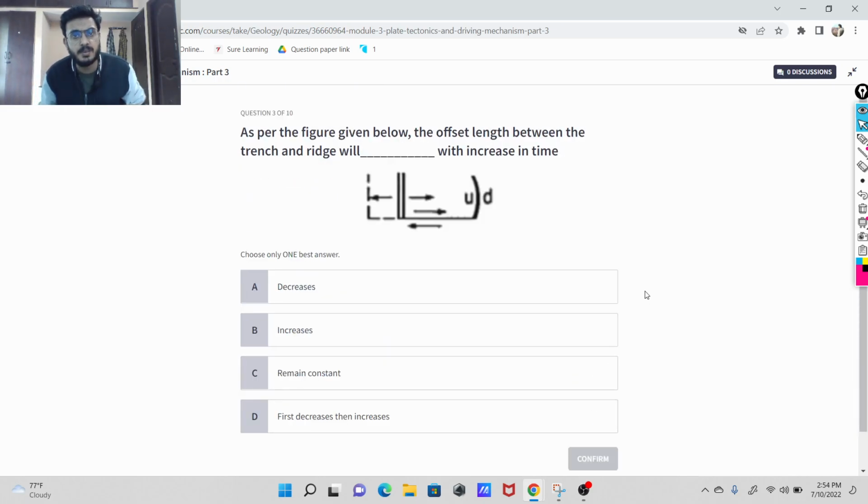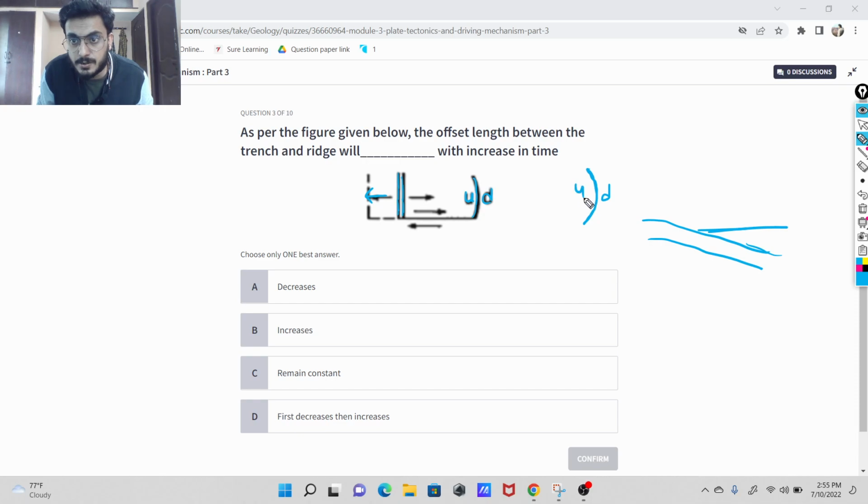Now next question: as per the figure given below, the offset length between the trench and ridge. So here, this is your ridge, any kind of ridge, not mid-oceanic ridge. So this is going in this direction. Now this is up dip and this is down dip. What this means is, if the figure is like this, this portion is representing that this is going in the downward direction like this. So this is D, this is U. What is the representation of this symbol?